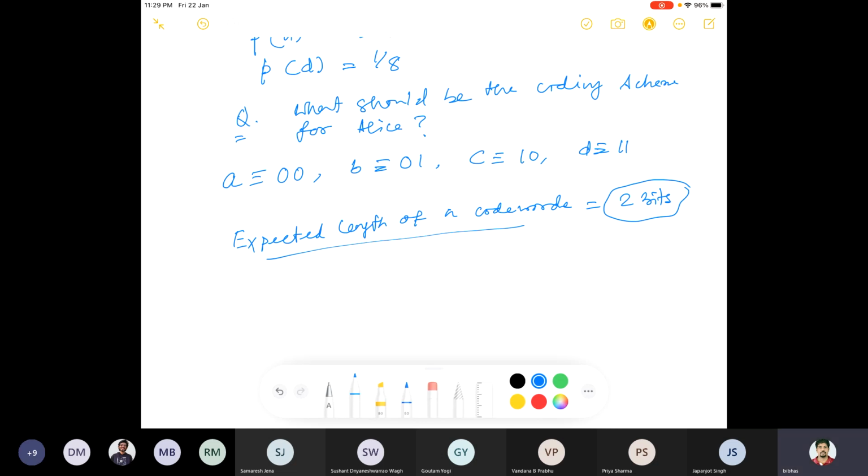That's the average length which is minimum. So that's a bigger question, but let us first consider this question. This is a simple coding scheme, and it has average length, or the expected length, which is 2 bits. Now, can Alice design a coding scheme whose average length or the expected length is less than 2 bits? Can she do that?